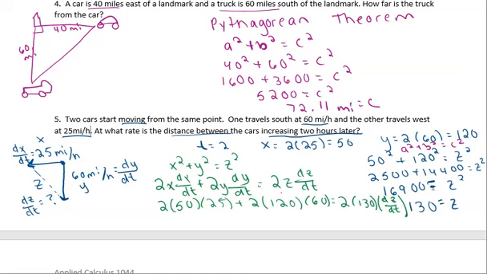So let's do some adding over here. 2 times 50 times 25. Do our multiplication first. 2 times 120 times 60. 2 times 130, and then we have our dz/dt. So if we add these together and then we divide by 260, it looks like we're going to get 65 miles per hour is equaling dz/dt.